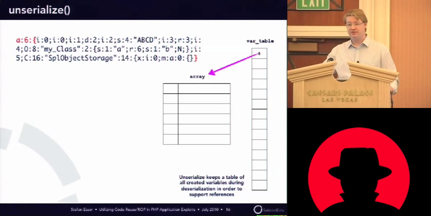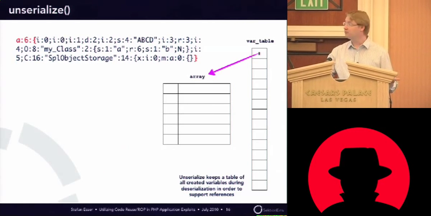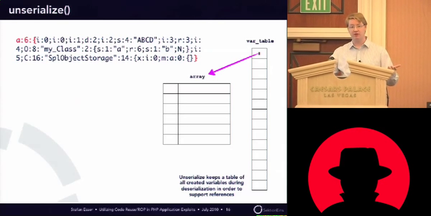So this example starts with unserializing an array. This array is supposed to have 6 elements, and so you see PHP creates an array with 6 elements.